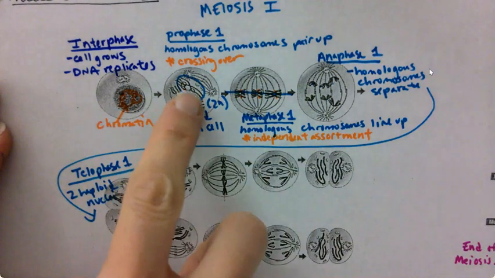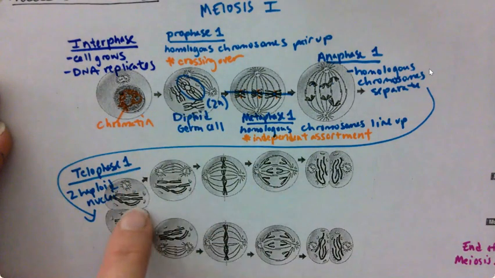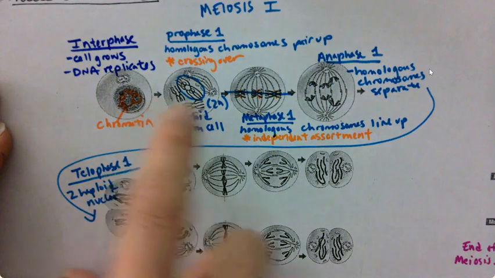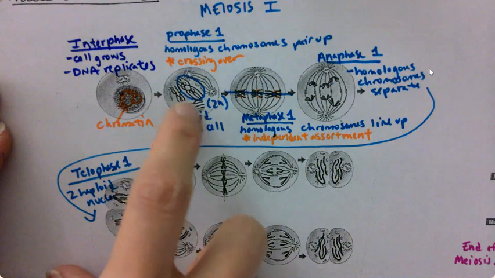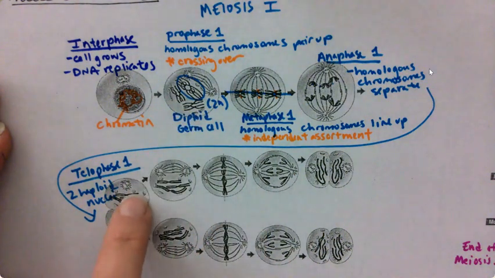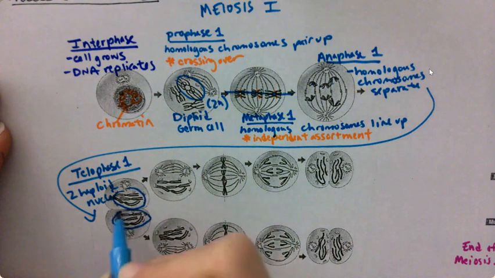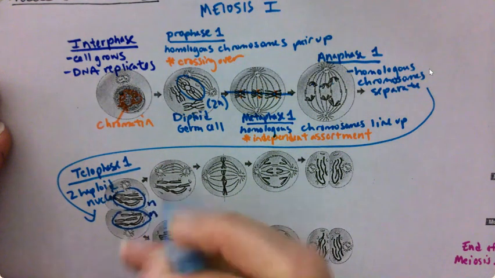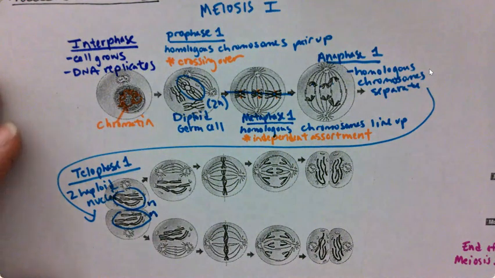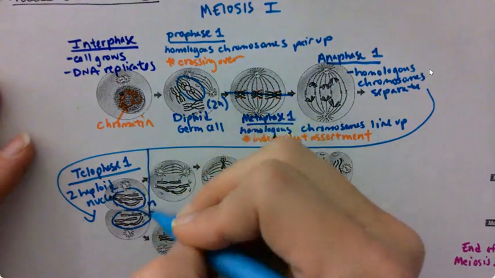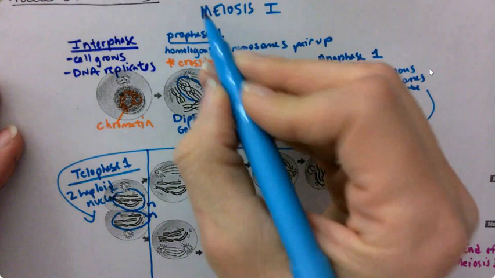We started off with 6 chromosomes, 1, 2, 3, 4, 5, 6. And now each nucleus only has 3 chromosomes. You see 3 chromosomes in this nucleus and 3 in this one. So now we have 2 haploid cells because they have half the number of chromosomes. That's the end of meiosis 1.